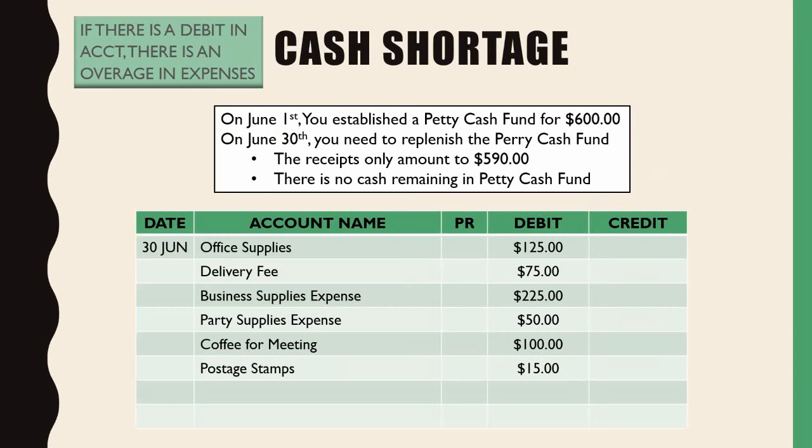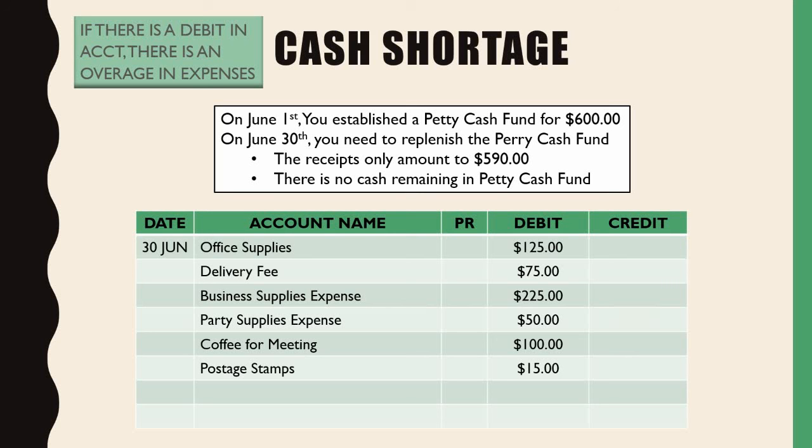So let's take a look at an example of a cash shortage. In this case, we're just using the petty cash for now. On June 1st, you had a total petty cash of $600. And at the end of June 30th, you calculate total receipts of $590, and you have no more cash left in the petty cash drawer. Okay?